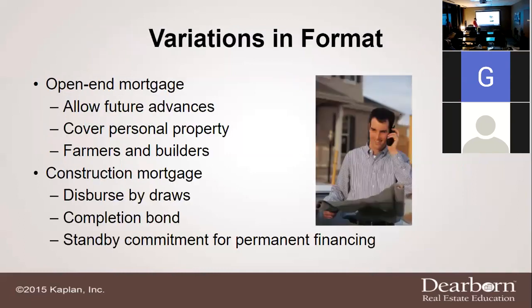Now, in regards to the variations in the formats, in this particular situation, there are open-ended mortgages. The open-ended mortgage allows for future advances. They do cover personal property, and they're often used by farmers and builders. Now, let me explain here in this situation.